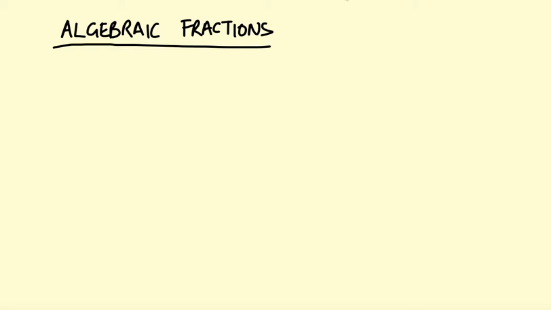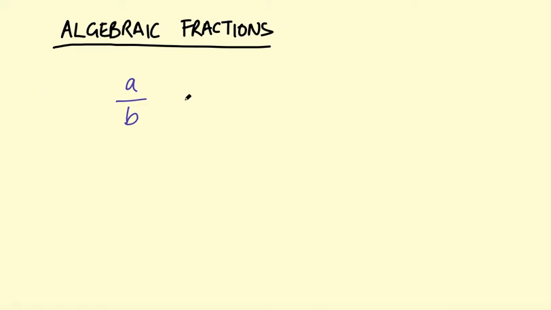Hey guys, in this video I'm going to be talking about algebraic fractions, and basically an algebraic fraction is just a normal type of fraction with some algebraic terms or expressions in there. So I'll try to start off as simply as possible. Let's say we could have a fraction a over b. So that means a could be anything and b could be anything.